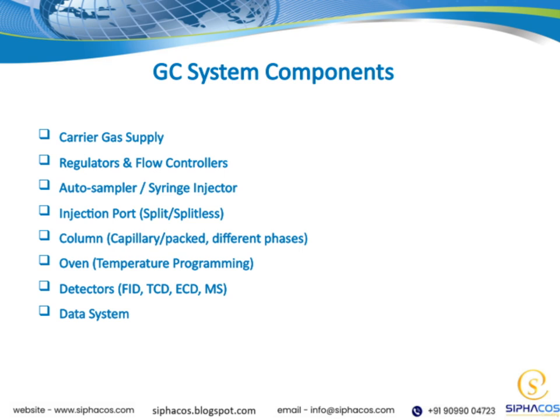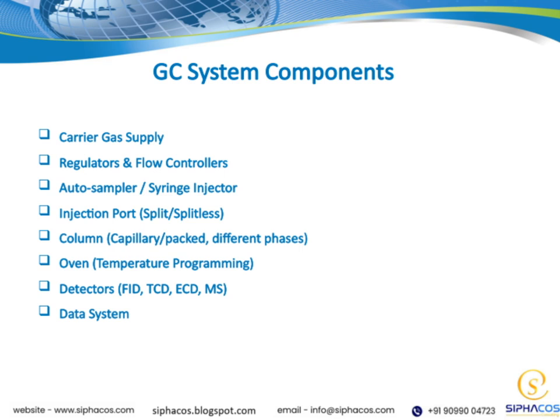The column is at the heart of separation. It can be capillary or packed, and different phases are used depending on the analytes we're targeting. The oven surrounding the column can be temperature programmed, allowing us to optimize separation by controlling the temperature profile during analysis. Detectors are vital for identifying and quantifying the compounds.